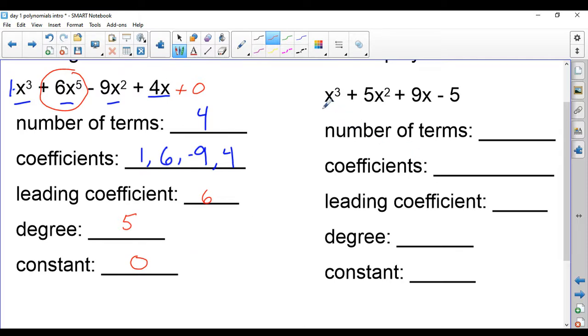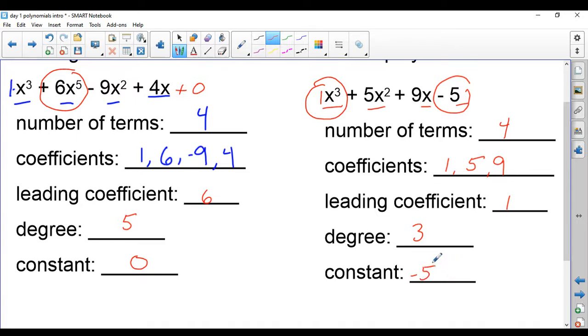In this example, I have 1, 2, 3, 4 terms again. The coefficients are 1, 5, and 9. The leading coefficient, I'm going to find this term with the highest exponent. The leading coefficient is 1, and the degree is 3. The highest exponent is 3. My constant is the number without a variable. Since this is written as minus 5, my constant is negative 5.